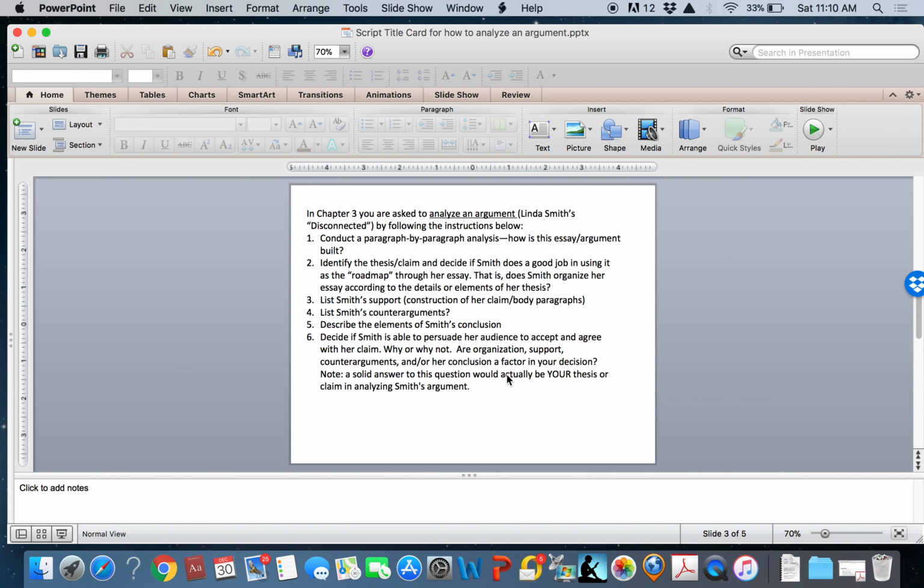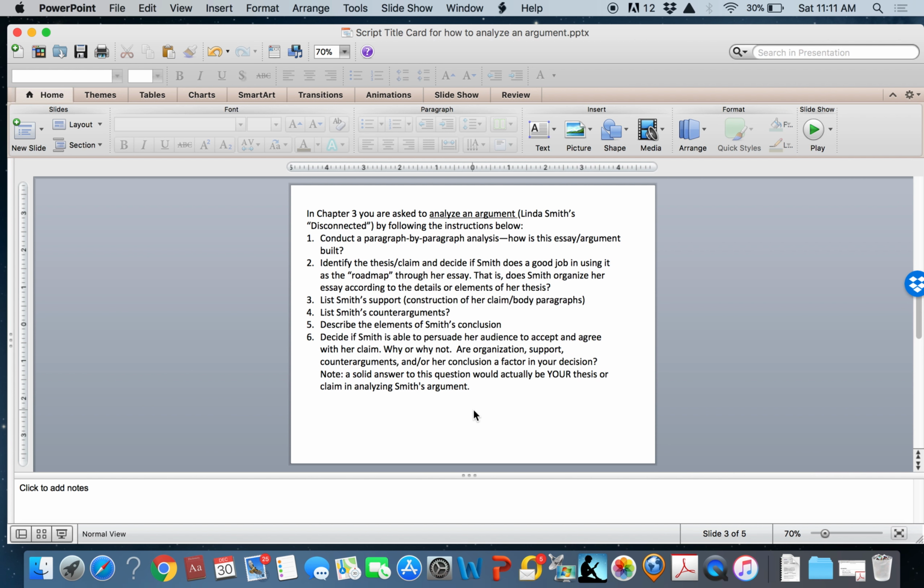1. Conduct a paragraph-by-paragraph analysis. How is this essay's argument built? 2. Identify the thesis claim and decide if Smith does a good job in using it as the roadmap through her essay. That is, does Smith organize her essay according to the details or elements of her thesis? 3. List Smith's support. That is, how she constructs her claim through her body paragraphs. 4. List Smith's counterarguments to any opposition that's offered. 5. Describe the elements of Smith's conclusion.